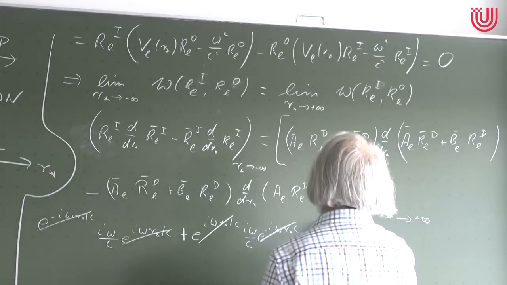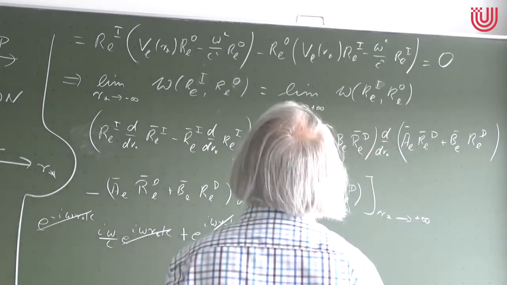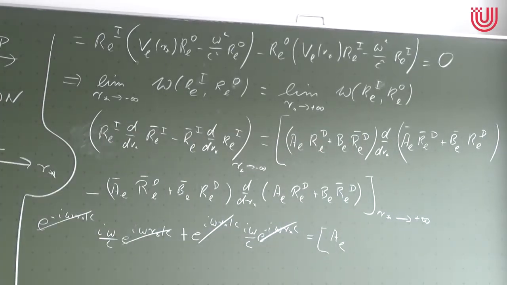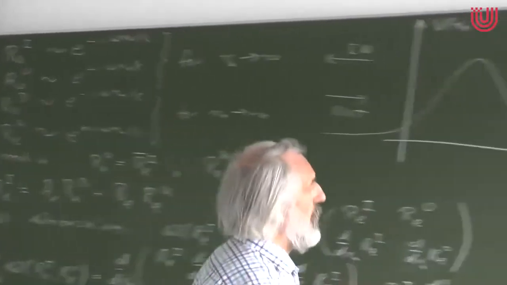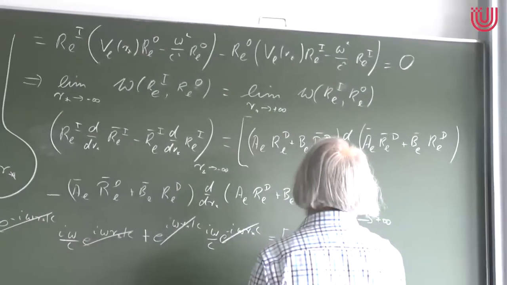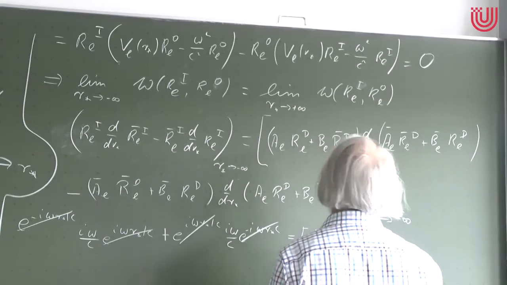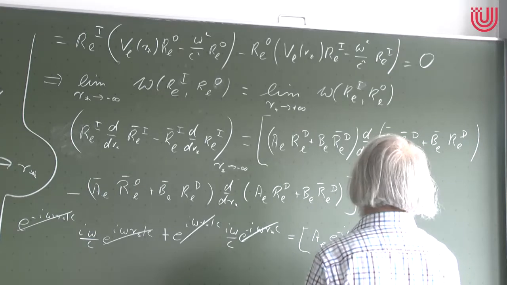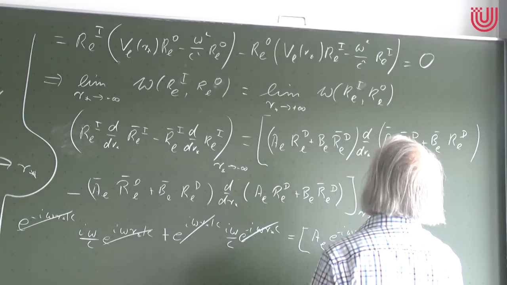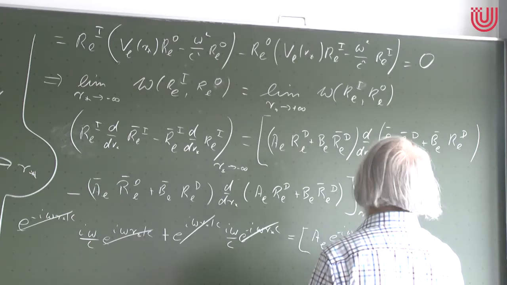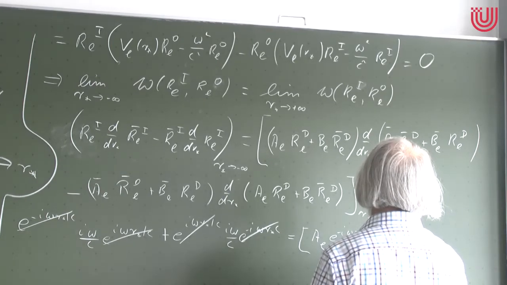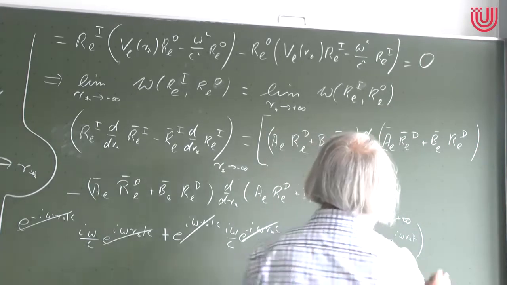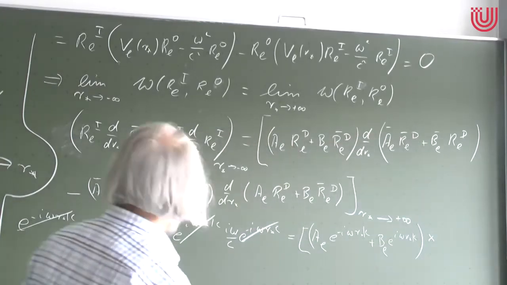So what do I have on the other side? On the other side, I have A_L R_L D. R_L D is e to the minus i omega r star over c. Then plus B_L. Oh, now I have a problem with the space. e to the i, that's a complex conjugate, it's e to the plus i omega r star over c. Where do I write this? Okay, that's a multiplication sign, yeah?